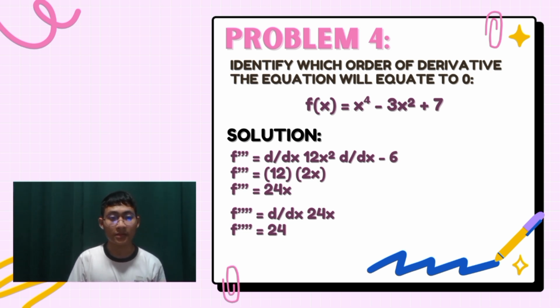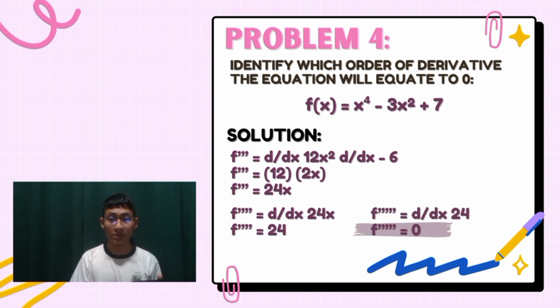For the fourth one, we simply need to remove the variable since x raised to the power of 1 minus 1 is 0. So we only have 24 left. And for the fifth one, since 24 is a constant number, we simply make it 0. So the order of derivative for the equation to equate to 0 is 5.